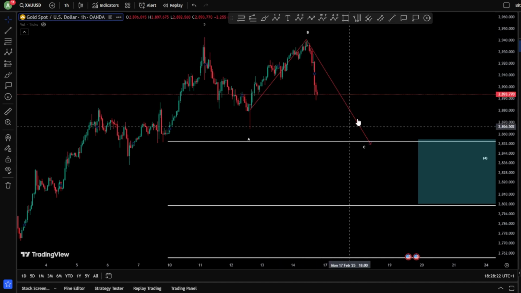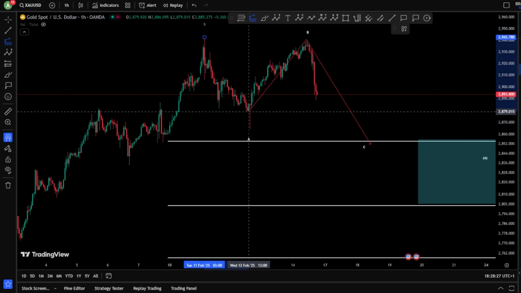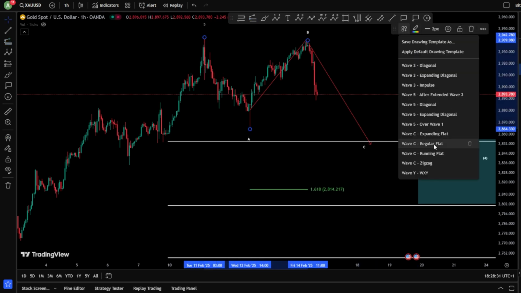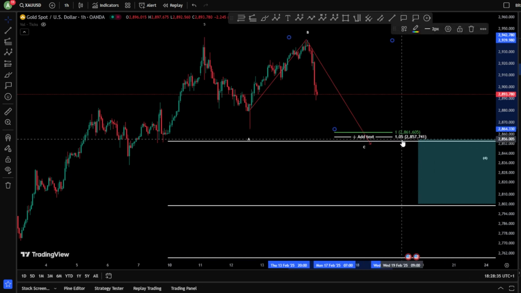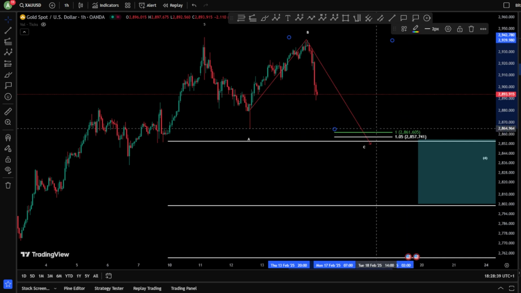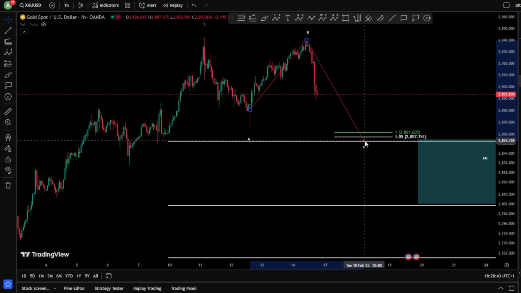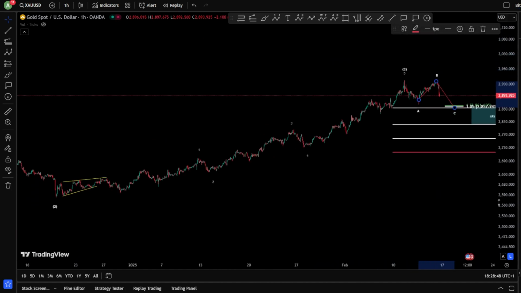1, 2, 3, 4, and a 5. We're looking for an impulse toward the downside. Your targets for this flat, wave C in a regular flat, here we go, which is between the 1.21 and 1.05, 2,857 and 2,861. And I believe that it will even touch the 0.23 from now, probably.